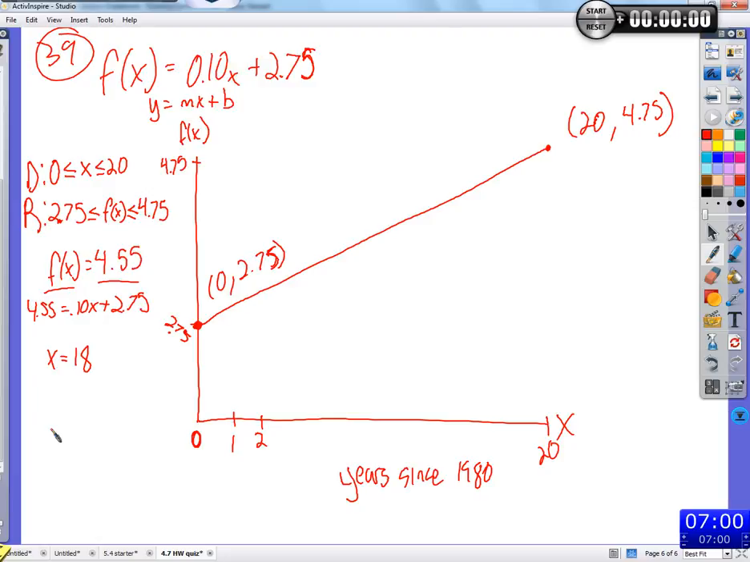So what year is that? 1998. Okay, so in 1998, ticket cost $4.55? Exactly. In 1998, the ticket cost $4.55. We could write that all out. That would be the answer to part B. What is the meaning of that? In 1998, a ticket cost $4.55. Okay.